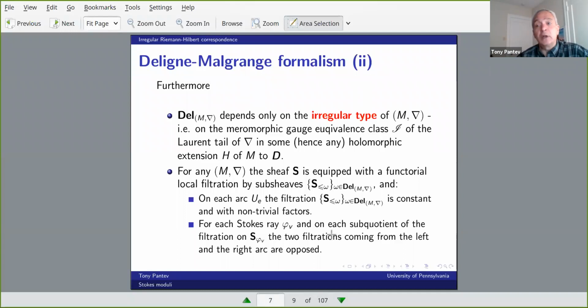Every meromorphic connection on the circle gives you this labeling set, this constructible sheaf of labels, and it gives you a filtration on the local system of solutions. And that's the Stokes data that you should associate with the connection. So if the connection is logarithmic, all this extra data is trivial. It's not there. But if the connection is not logarithmic, then it's there.